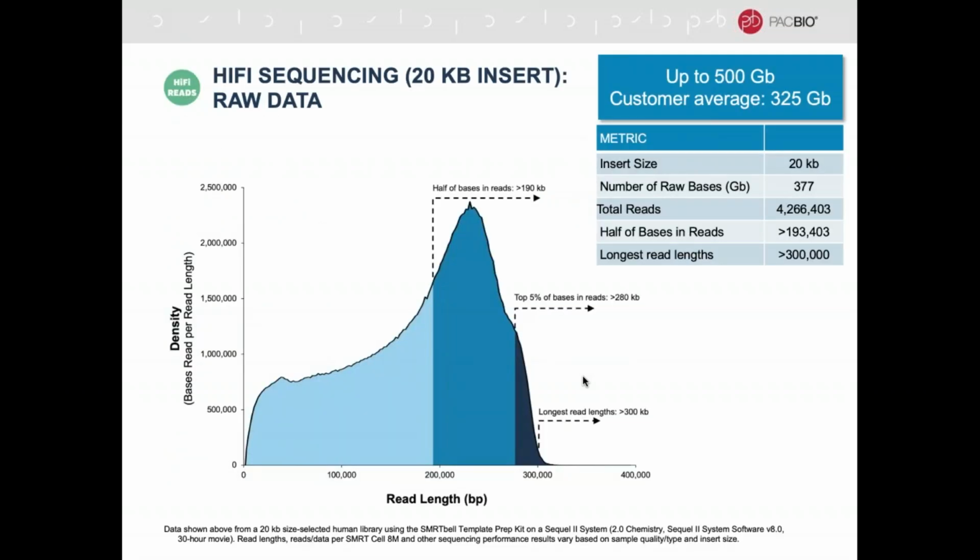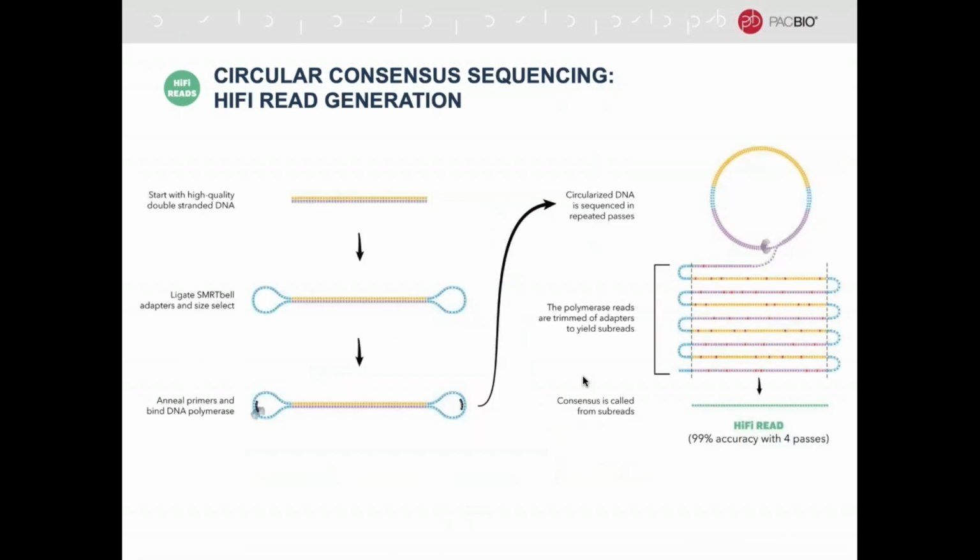With our new 2.0 chemistry, we're able to generate very, very long reads. Here is some sample data off of a 20 kb size selected library, so the insert size is about 20 kb. You can see that the average read length, or the N50 for reads, is greater than 190 kb. So we're getting really long reads off of these inserts. Now, you may wonder what you do with a 200 kb read off of a 20 kb insert.